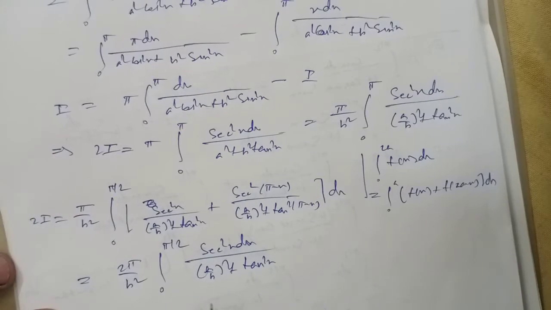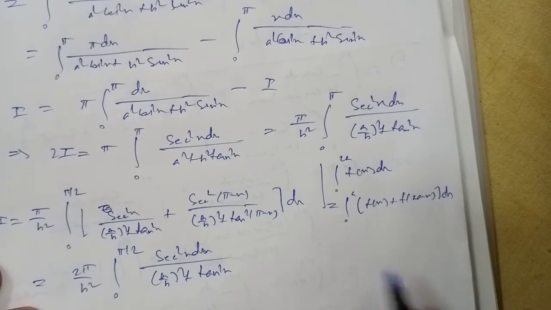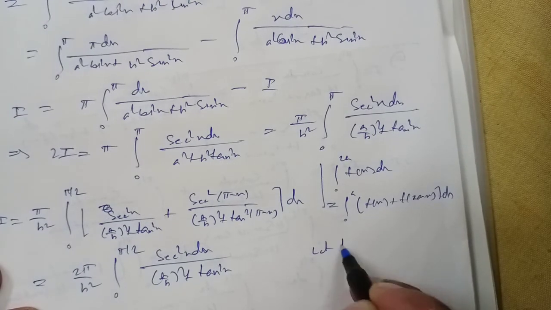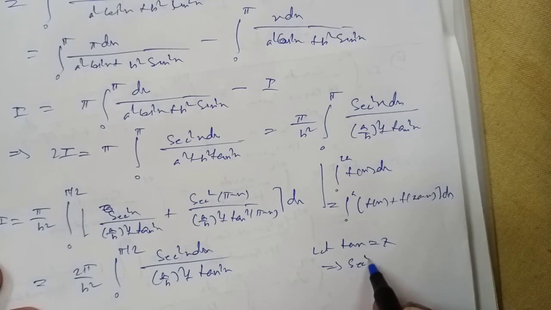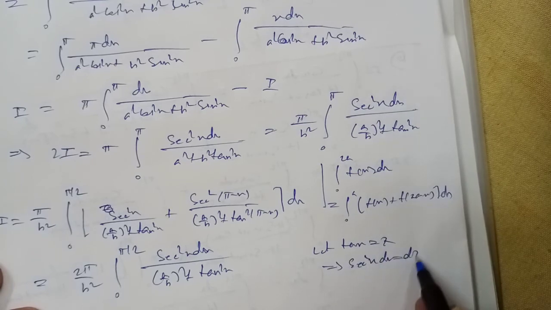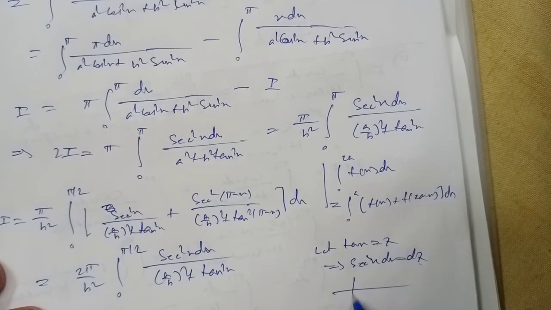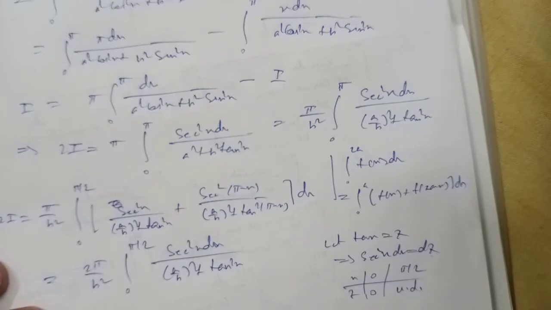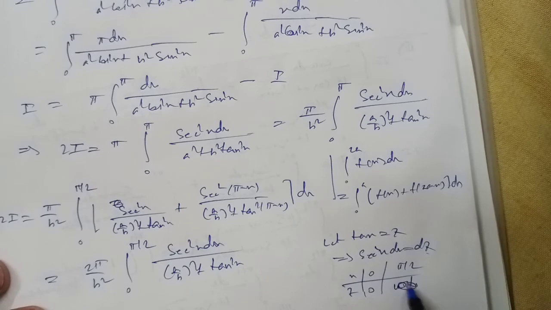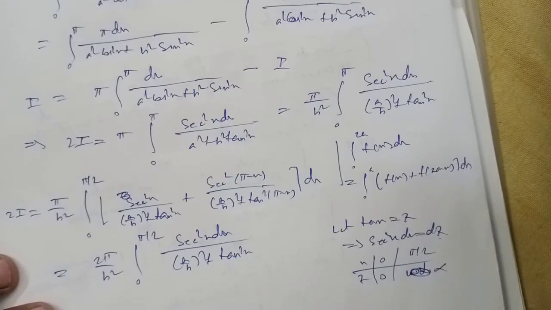Okay, now let tan x equals to z. You get sec square x dx is dz. Now change the limit of x to z. Limits of x are 0 to pi by 2. If you put 0, then 0. If you put pi by 2, then undefined. Right, here undefined. So z tends to infinity. Let us write it as infinity.